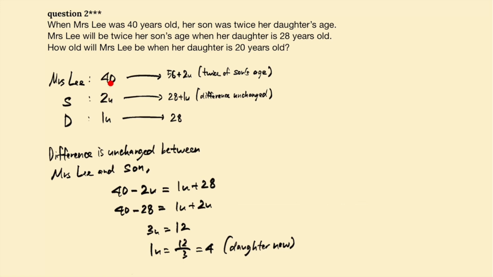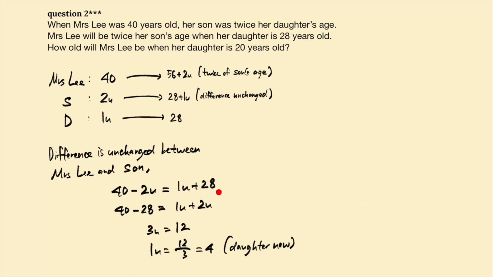So, do you see the difference between Mrs. Lee and the son? That's 40 minus 2u, isn't it? Now, we are not taking 2u minus 40 because clearly Mrs. Lee's age is larger. So it's not 2u minus 40, it's 40 minus 2u. 40 is the larger number here. All right, next, the difference between them would therefore be 1u and 28.